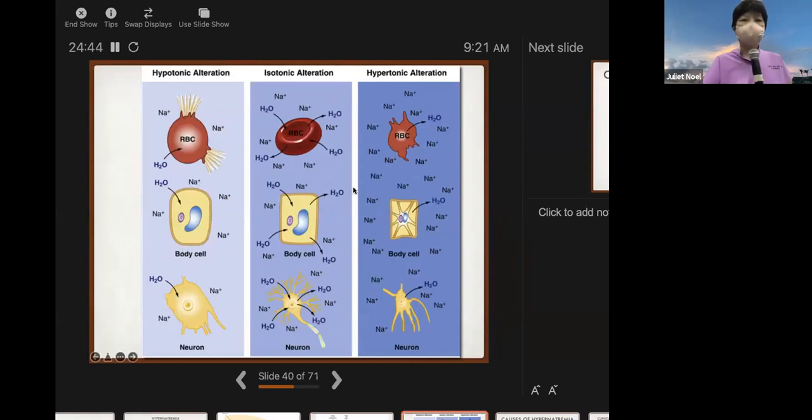So this is just the schematic diagram. If you have a hypotonic state, what would happen? You would have swelling of the cells. Isotonic, normal size. When you have hypertonic, so I have hypernatremia, you will have shrinkage of the cells.